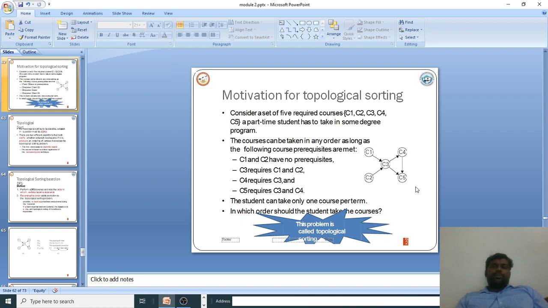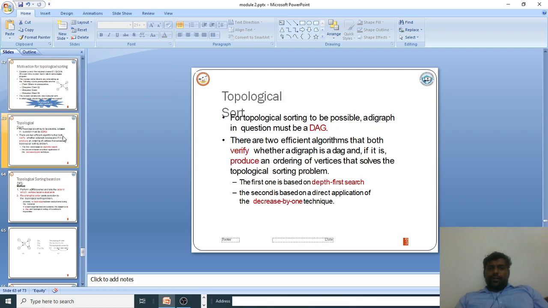So this problem is nothing but topological sorting. For topological sorting to be possible, the digraph should be a directed acyclic graph. There are two efficient algorithms that check whether a digraph is a DAG and, if it is, produce an ordering of vertices that solves the topological sorting problem. The first one is based on DFS, the second is a direct application of the decrease by one technique.